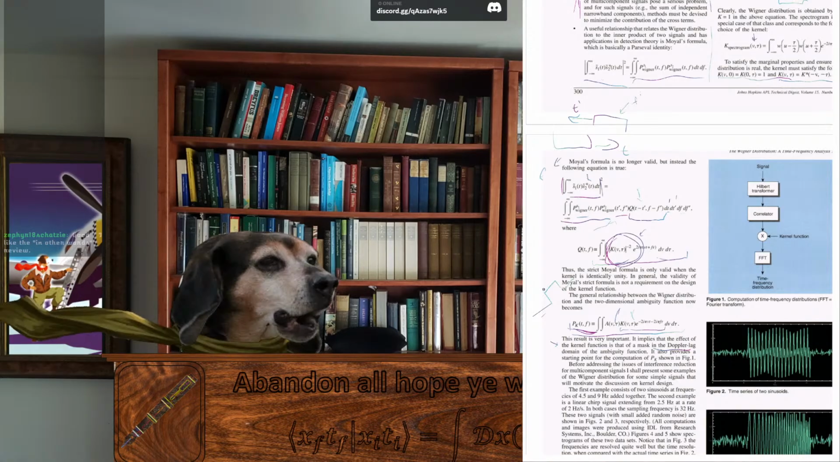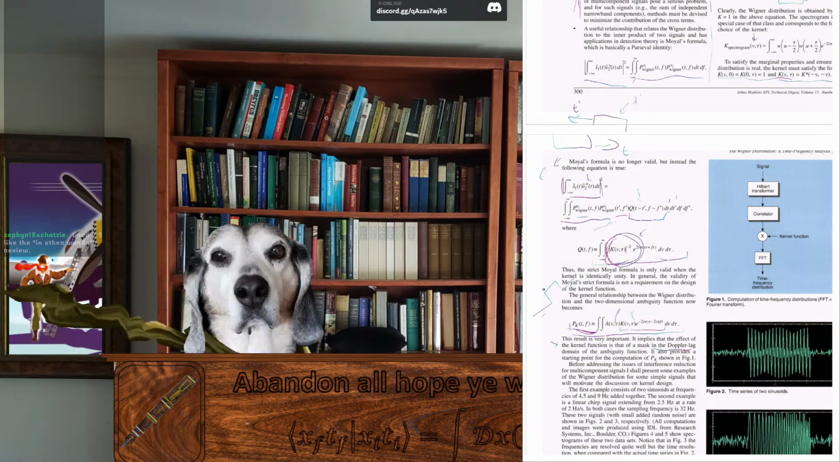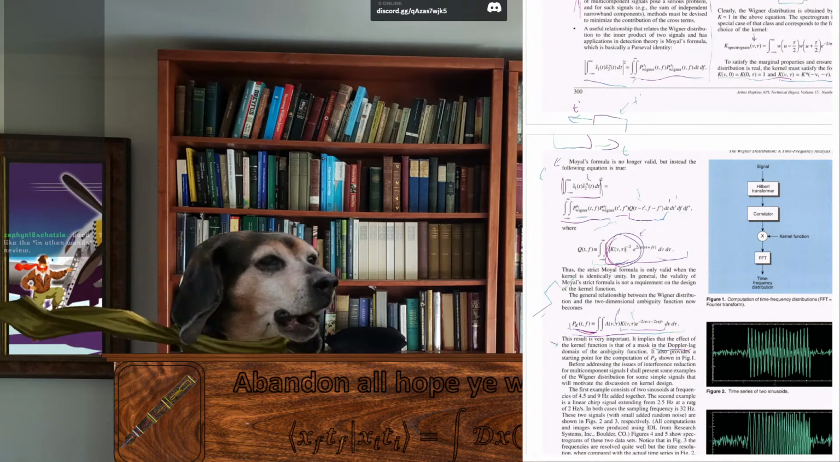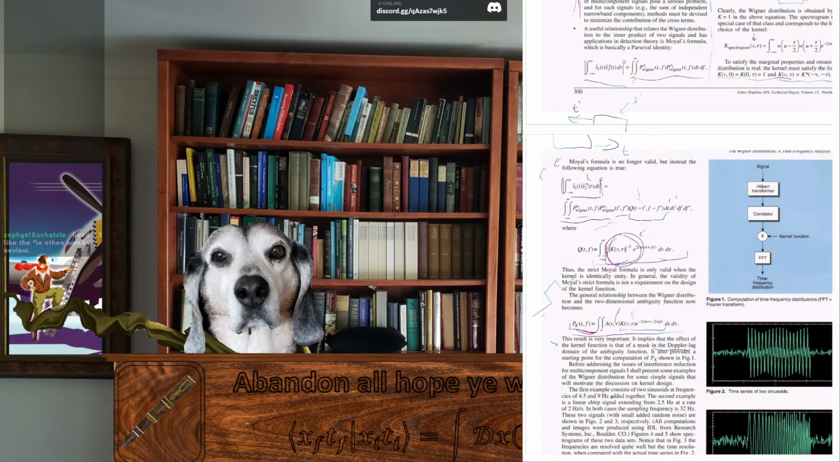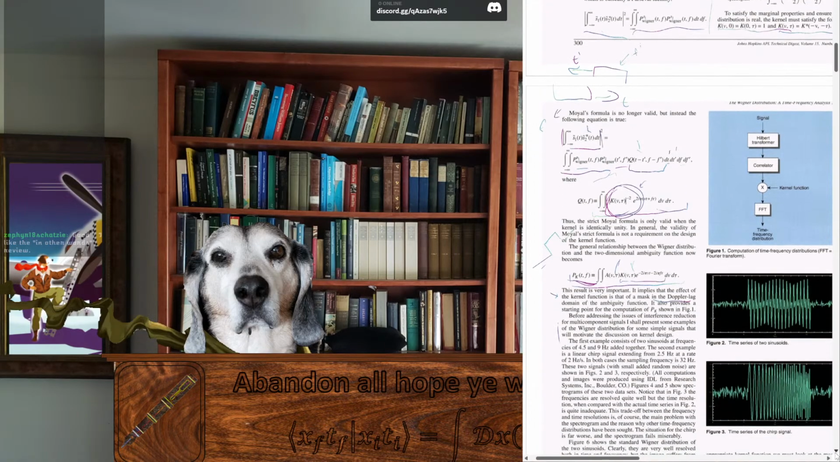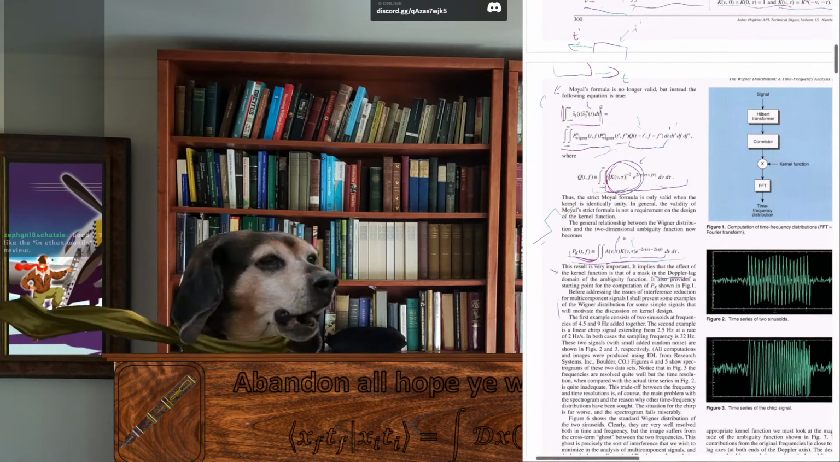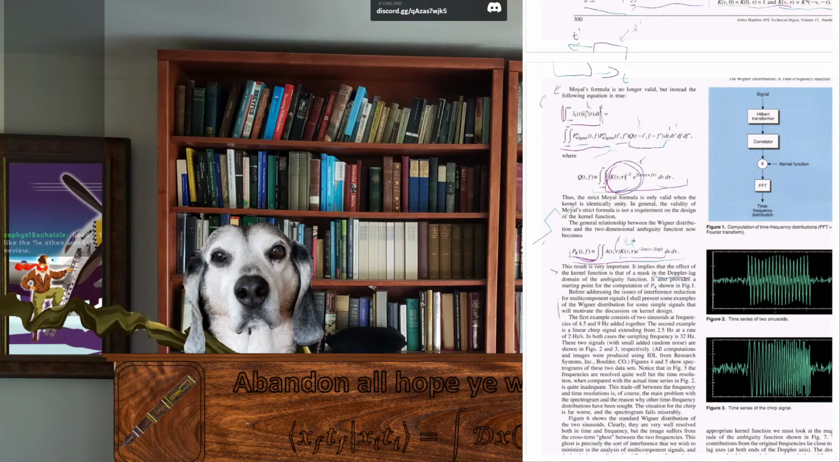Anyway, okay, let's continue. Before addressing the issues of interference reduction for multi-component signals, I shall present some examples of the Wigner distribution for some simple signals that will motivate the discussion of the kernel design. So again, what is this K, and can we manipulate K to do something cool?